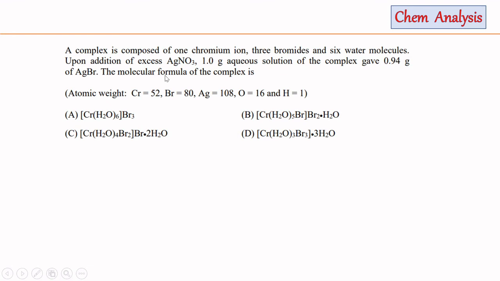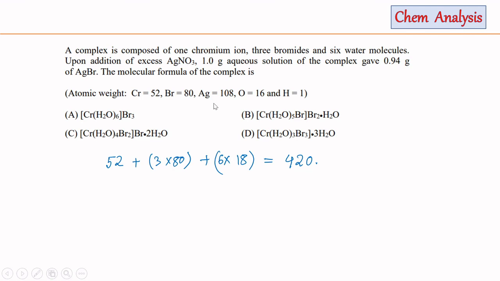We have to find the molecular formula for this complex, and to solve this question we first have to calculate the molecular weight for the given complex as well as for silver bromide. Since in the complex there is 1 chromium ion, with atomic weight 52, and there are 3 bromides, that means 3 into 80, and there will be 6 water molecules, and for each water molecule the weight is 16 plus 2, that means 6 into 18, and the total weight for the complex is 420.